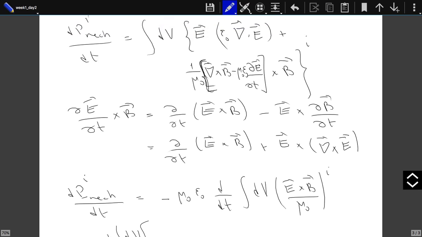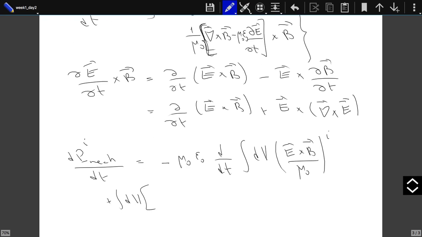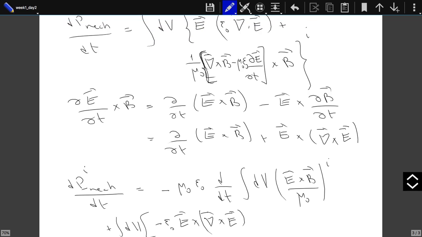What I have, again from the same dE by dt cross B term, is this part: E cross the curl of E. And the overall coefficient is minus epsilon 0. So this is the first term. This is one of the terms that I'm missing. I have plus 1 over mu 0. You see this term over here, 1 over mu 0 of curl of B cross B.